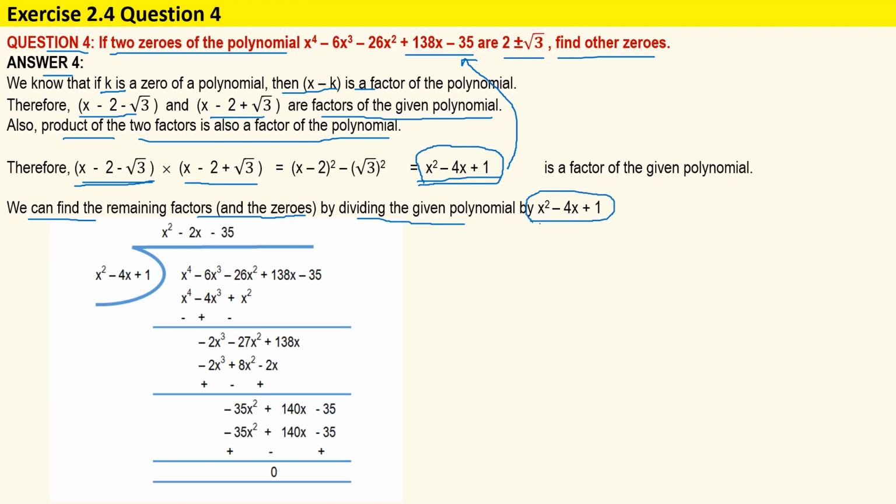So we keep x square minus 4x plus 1 in the divisor place here, and the given polynomial is kept in the dividend position inside the division symbol, and all the steps to carry out the division are shown here, and we can find that the remainder is 0 and the quotient is x square minus 2x minus 35.